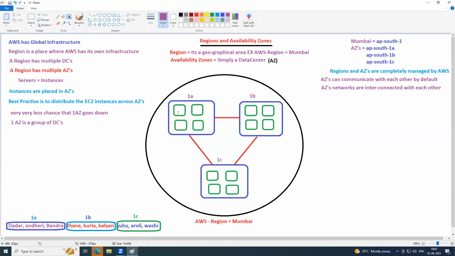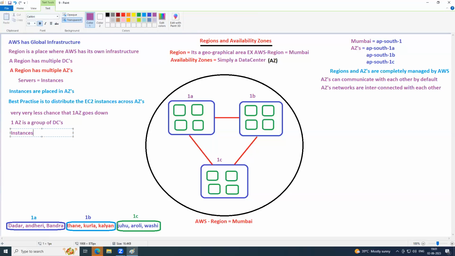Chitti, now tell me, I have one EC2 instance in 1A and another EC2 instance in 1B. Can 1A EC2 instance data be shared to the 1B EC2 instance? Yes. Why? Because they are interconnected with each other. So instances across availability zones can share the data, as availability zones are interconnected with each other. Agree, Chitti? Super.